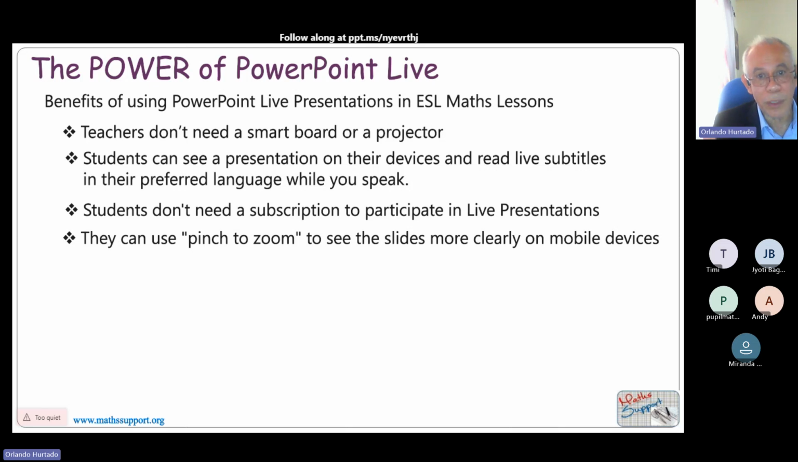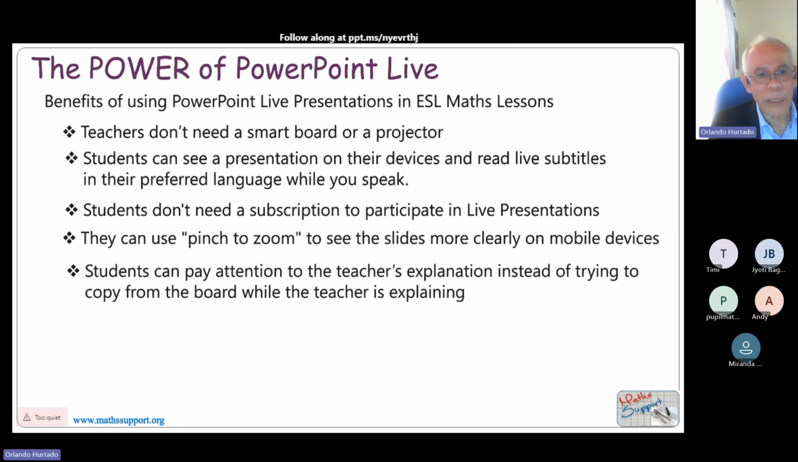For a student that maybe wants to see a graph more clearly, they can zoom in, and also, as I said, they can screenshot this screen, and then they have access to that in a short time. They don't need to come to the teacher to ask what is this or what is that, because they have everything in their own devices. The student can also pay attention to the teacher's explanation instead of trying to copy from the board while the teacher is explaining, because this is one of the disadvantages of writing on the board.